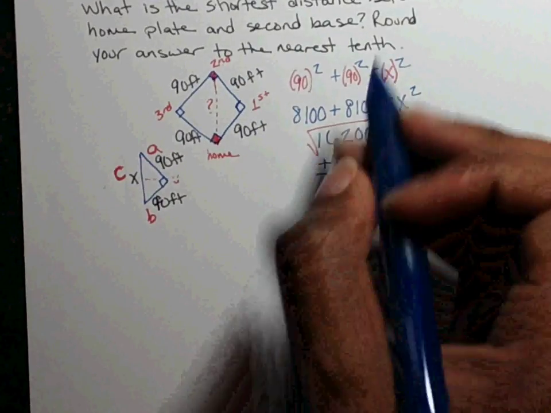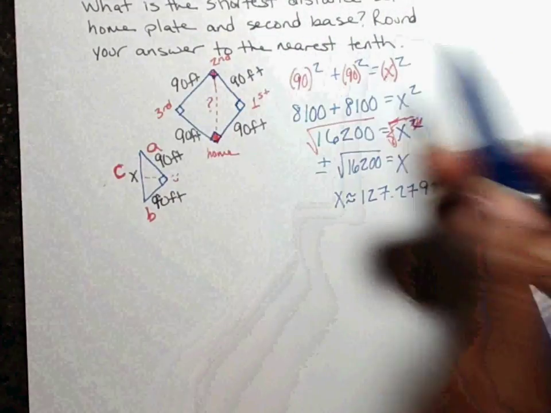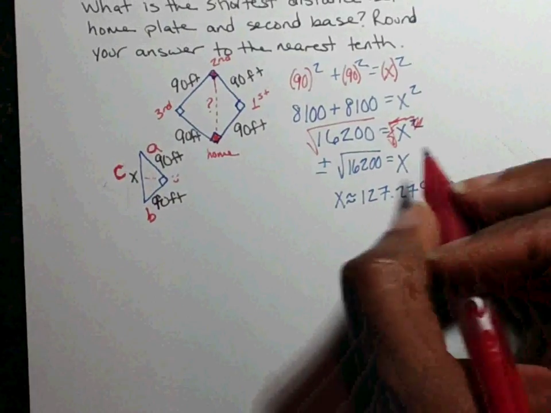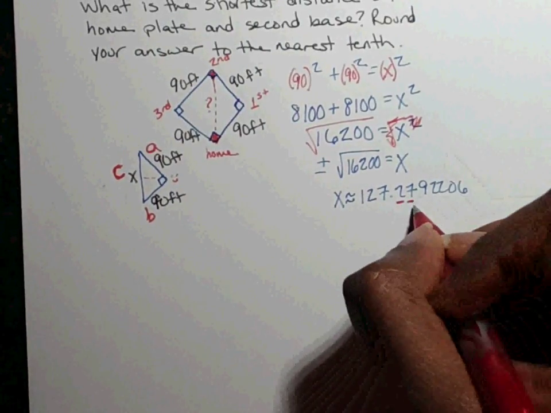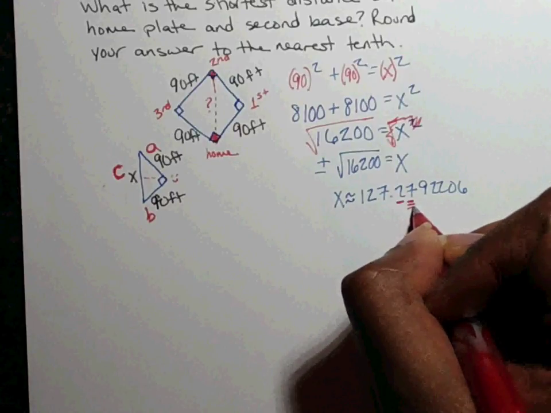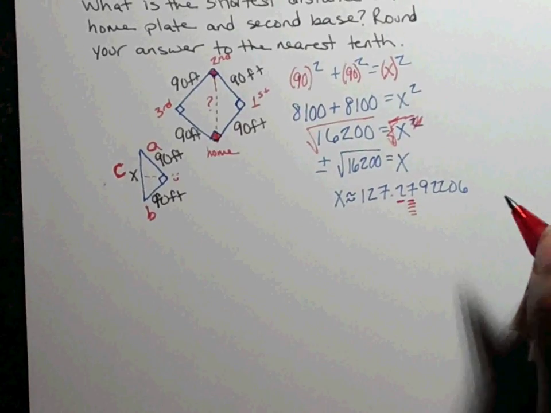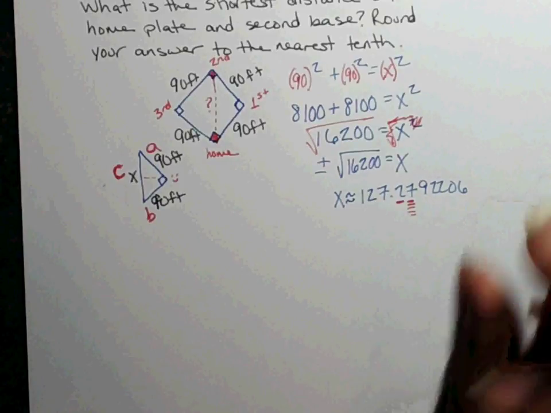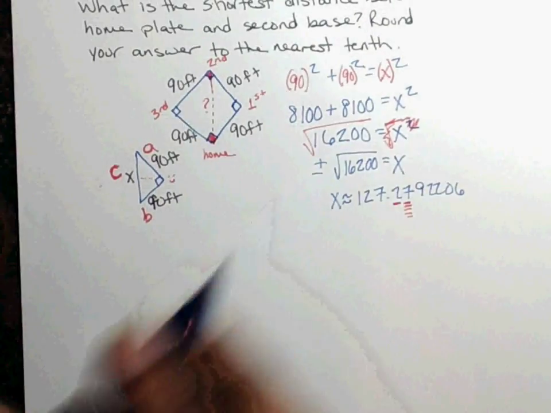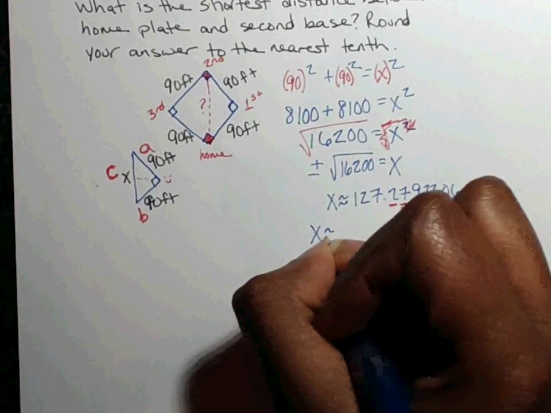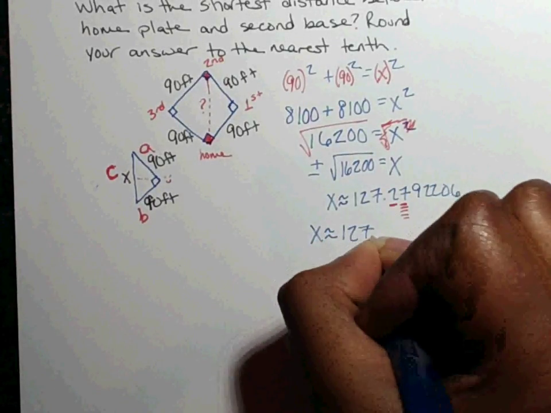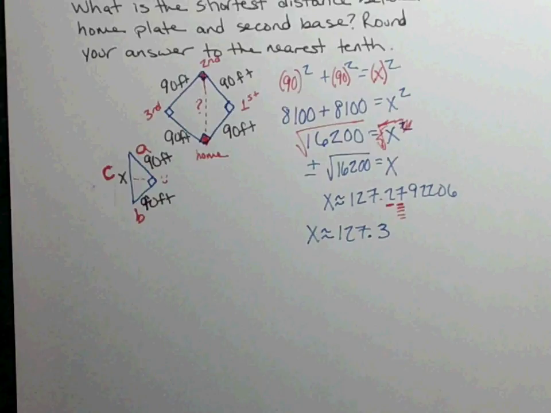So what is x? They told me to round it to the nearest tenth. This right here is my tenths. So I have to look here, and this will tell me what to do to my tenths place. It's a 7. 7 means my tenths place needs to go up. My answer is x is about 127 and 3/10, because that 2 had to go up because that 7 is 5 or higher.